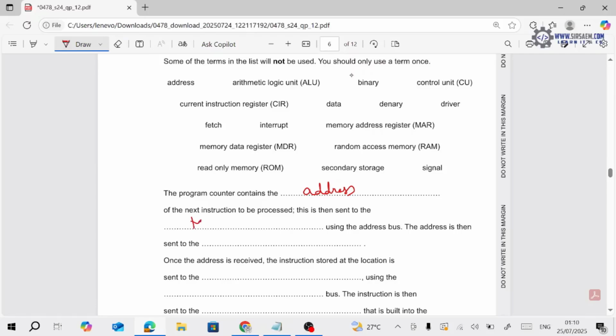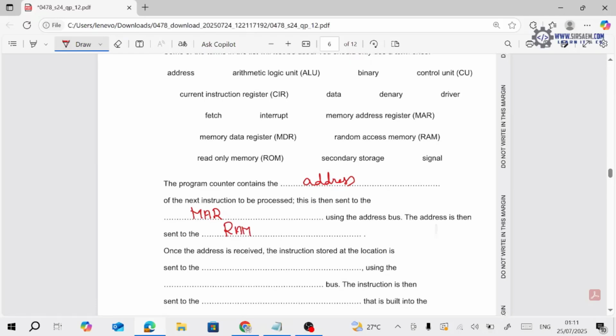Okay, the MAR. Again, I'll share a lecture with you of this entire topic. If you don't have an idea about it, you have to go through the lecture thoroughly in order to have a full understanding of the von Neumann architecture. Only then you will have a full understanding of all these registers and what role they play in the fetch, decode, execute cycle. The address is then sent to the RAM, obviously. This is how it happens.